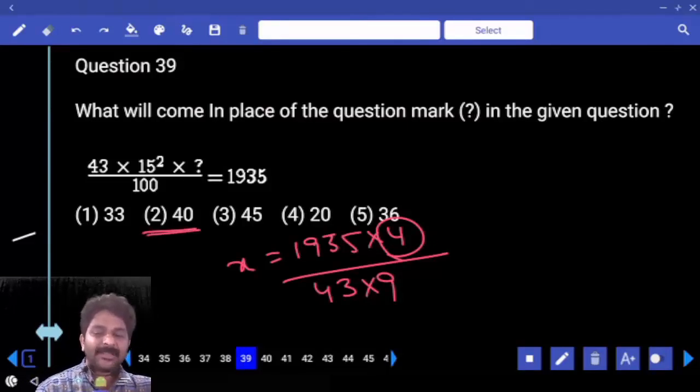How many options are there? 2 options are there. Second option is 8 multiple. Fourth option is 4 multiple. Correct. In the numerator, do you have 8 multiple? You have only 4 multiple, right? So can this be your answer? No.